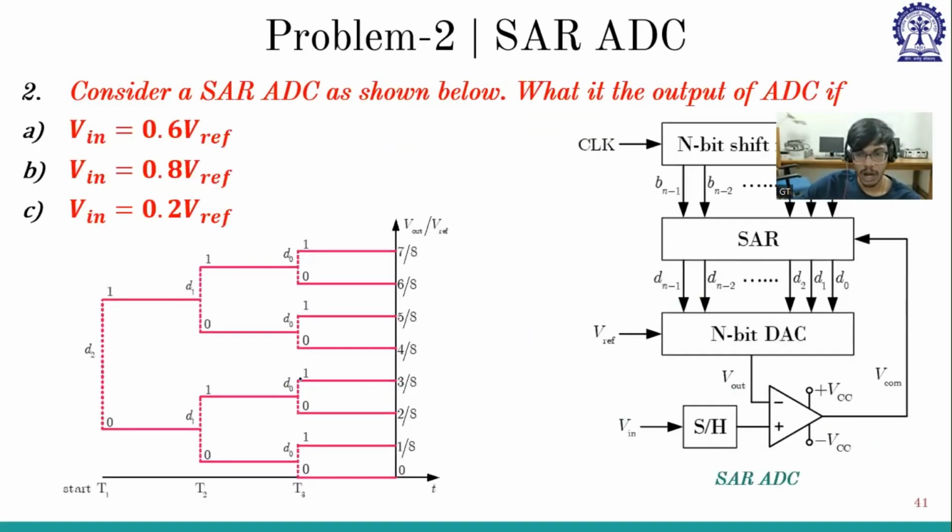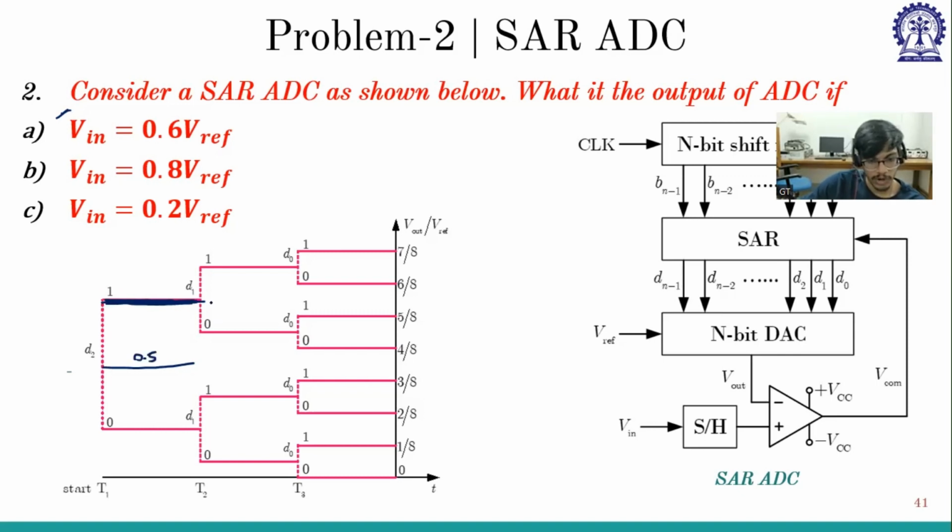Coming to the successive approximation ADC. First consider V in. It is 0.6 V reference. So first I will compare it with 0.5. Is it greater than or less than 0.5? It is greater. So my most significant bit is 1 now. I have compared it with 0.5.